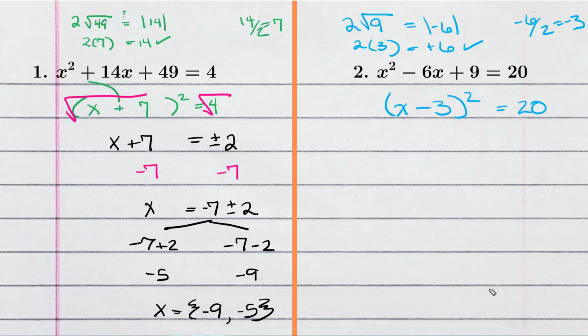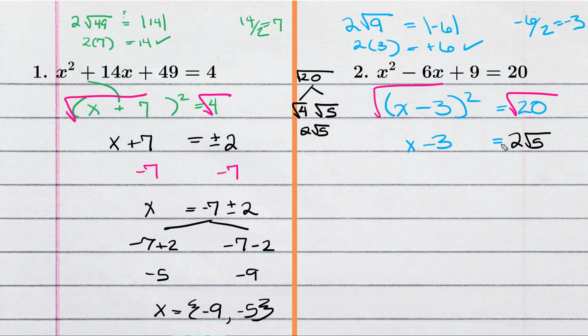So now when I take the square root of both sides, I end up with x minus 3 on the left-hand side, but I need to think about that 20. What perfect squares live inside of 20? We have 4 is a perfect square. And so square root of 4 times square root of 5. So 2 square roots of 5. But since we took the square root, it's going to be plus or minus.